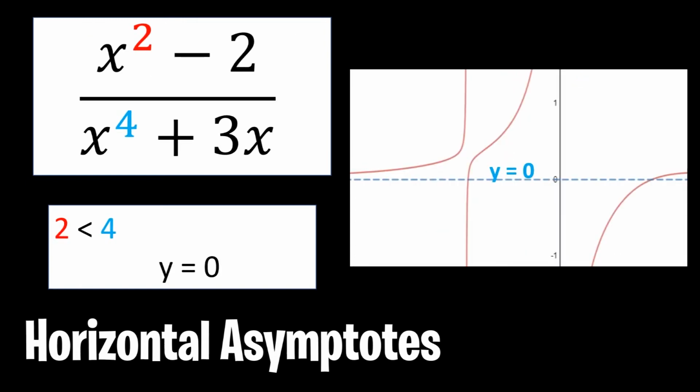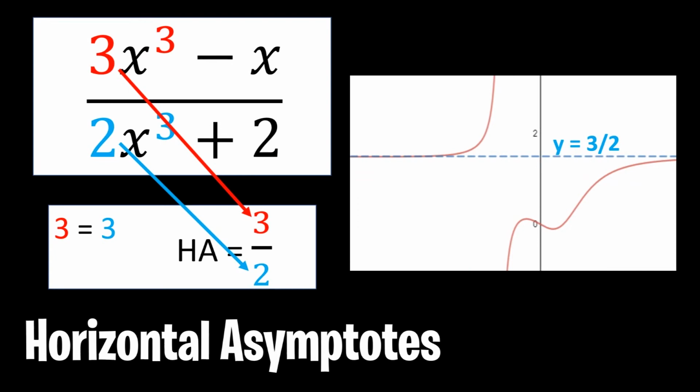If my highest power in the denominator is greater than the numerator, my horizontal asymptote will be at y equals 0. And if these two happen to be equal, then for my horizontal asymptote, I need to look at the coefficients in front of those values. My horizontal asymptote will be a divided by b. Now, what in the world am I talking about? Let's look at a couple examples.